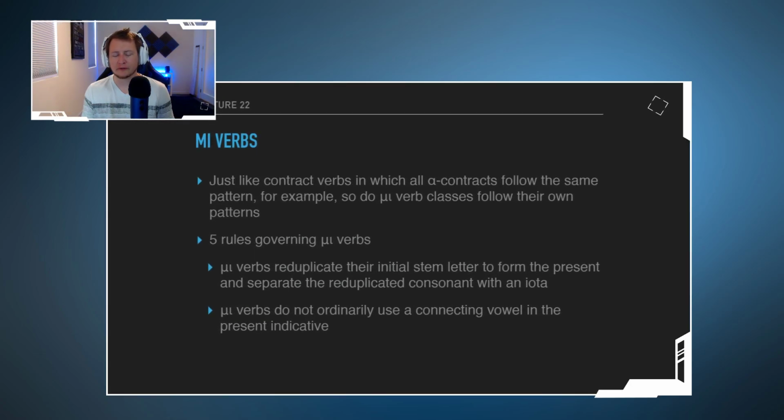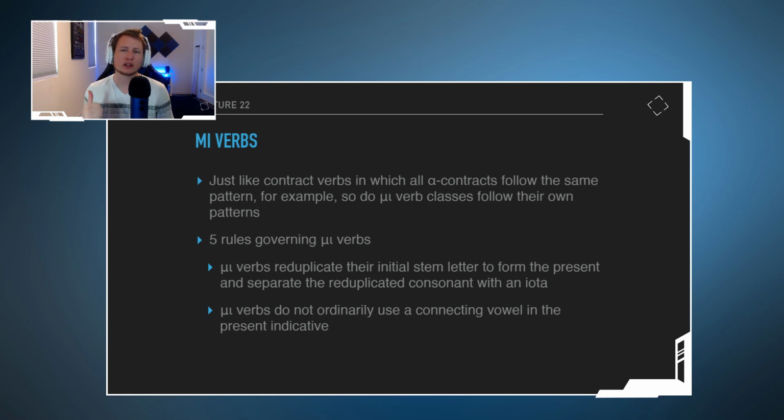So just like contract verbs, in which all alpha contracts follow the same pattern, mi verbs do the same thing within their classes. Okay, so it's good to be aware of the classes. You don't really need to memorize. We'll look at a few of the classes side by side here in a little bit. What you do need to learn are the 5 rules that govern mi verbs, okay?